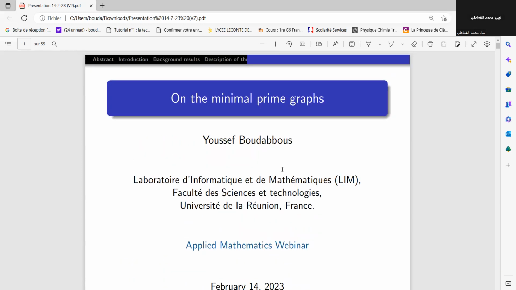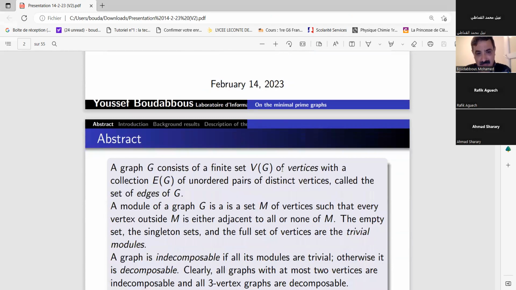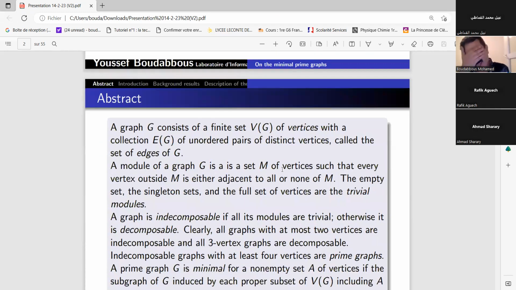The subject is the minimal prime graphs. I will present the evolution of this problem and the evolution of ideas and tools. It isn't a simple paper. We start with the abstract.